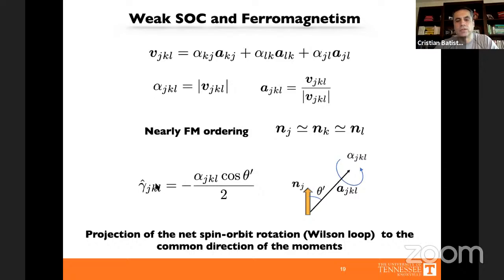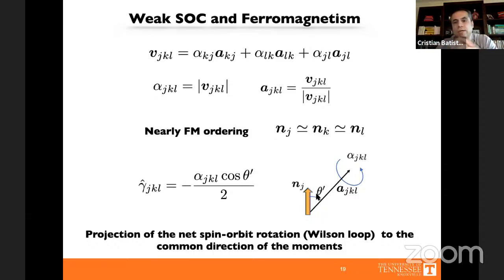Berry phase that the electron picks up when it moves around the loop is given by the projection of the Wilson loop rotation operator, or the SU2, the strength of the SU2 field, along the direction of the magnetization. So you get this cosine of theta prime. And once again, this has a very simple interpretation, right?